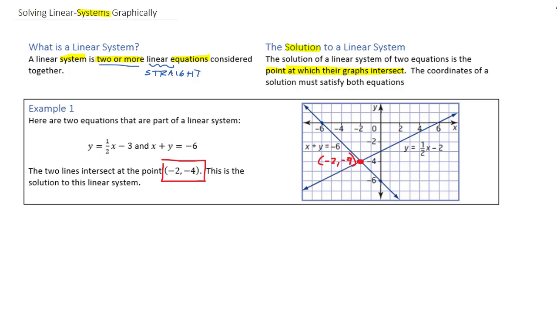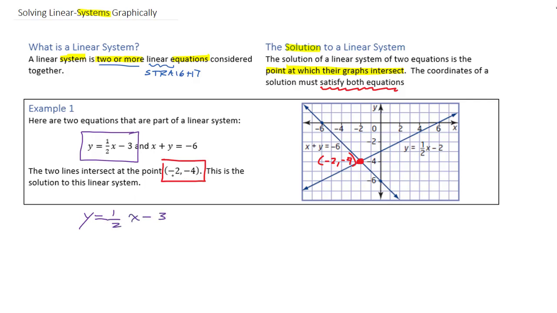For it to be the solution, it has to satisfy both equations. So what does that mean, satisfy? Graphically, we can see it's the point of intersection. But think about it this way. Let's look at each equation individually. Let me look at this first one here: y equals 1/2 x minus 3.